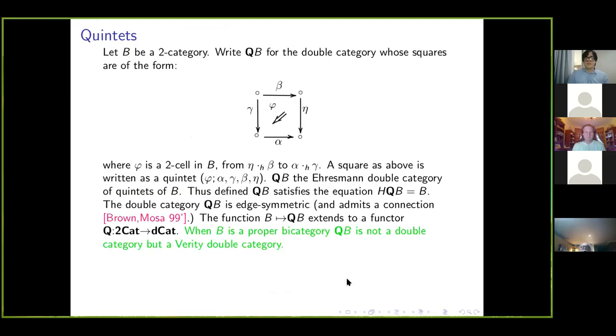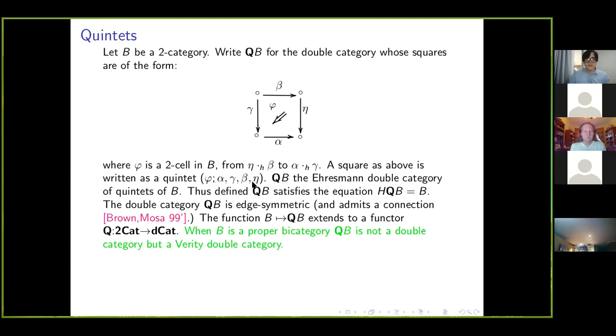There is another right inverse for this horizontalization two functor, or there are many rather, but we can define another pretty quickly, which is quintets, and this is a very classic and very beautiful construction. Suppose B is a two category, so assume composition is strictly associative and strictly unital. We write QB for the double category whose squares are of this form here, where phi is a globular square in B, so a two cell in B, and where this is a two cell from this composition to this composition here. So we represent the squares here as quintets like this.